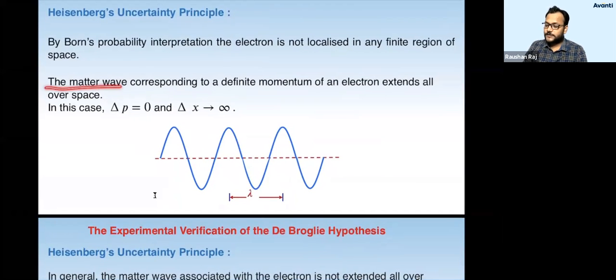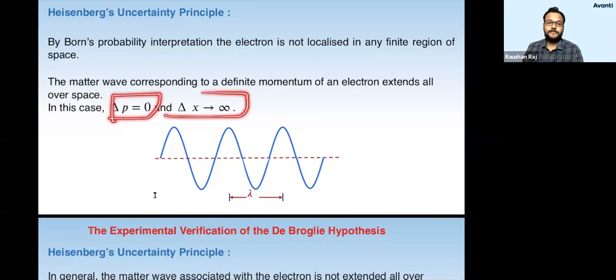The matter wave corresponding to a definite momentum of electron extends all over space. क्या बोला बच्चा लोग? The matter wave corresponding to a definite momentum, एक पर्टिकुलर मोमेंटम का अगर इलेक्ट्रॉन है तो क्या हो जाएगा? Extends all over the space. वो क्या दिखेगा आपको? हर जगह दिखेगा. ठीक है? Because delta p अगर 0 हो गया तो delta x will be what? Infinity.